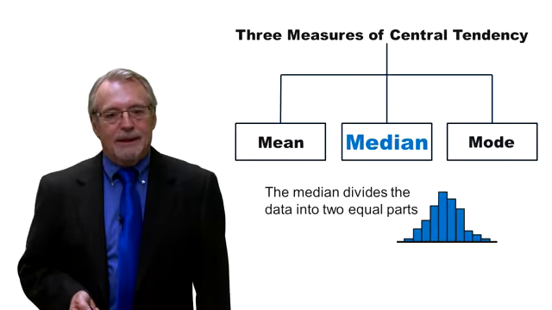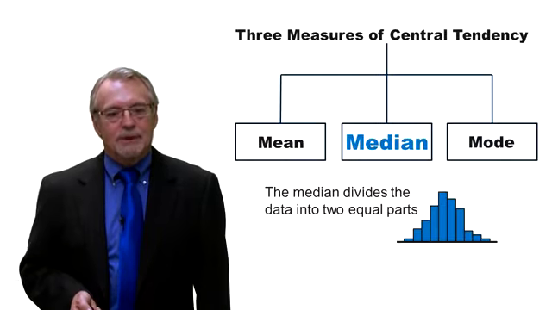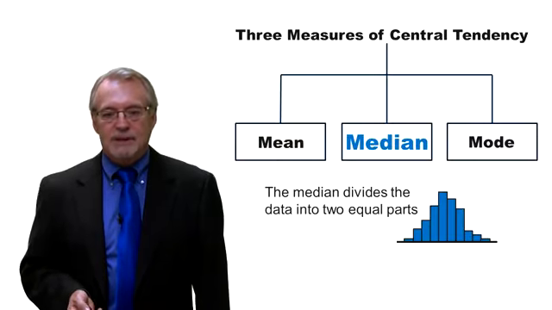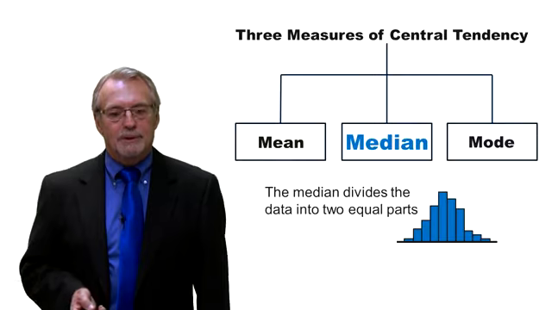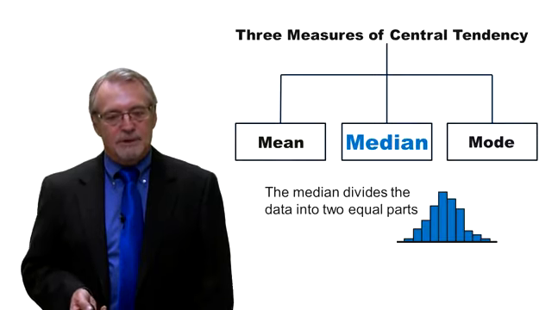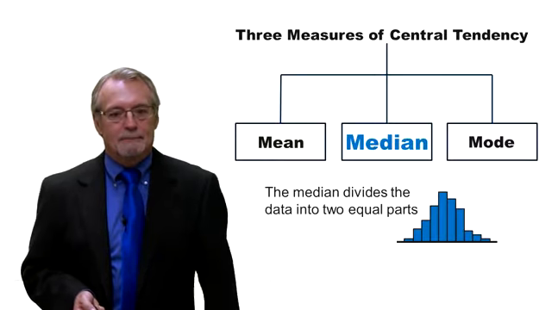Median now is the middle. We just draw a line down the middle so that this thing is divided into two equal parts. It doesn't have anything to do with the average, it's the middle part. If you think of the median strip in the freeway, that's what it is. It's just that dividing piece right in the middle.